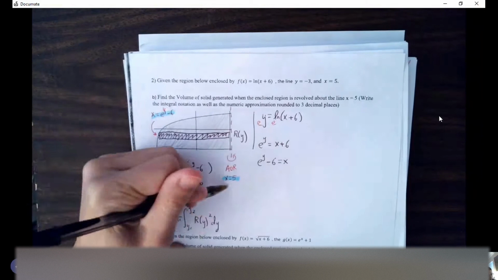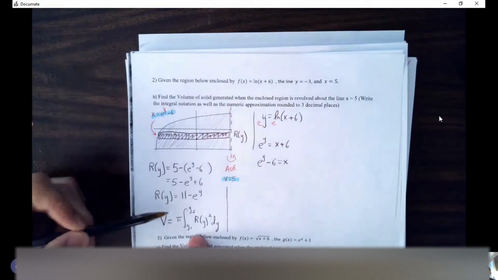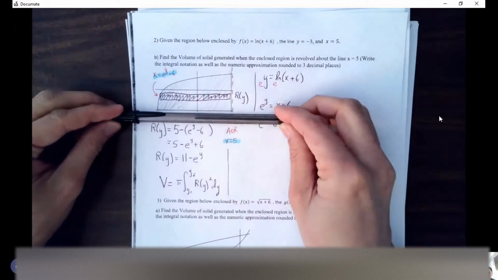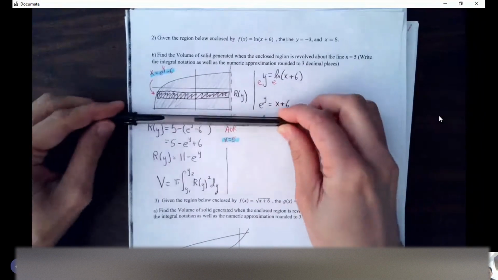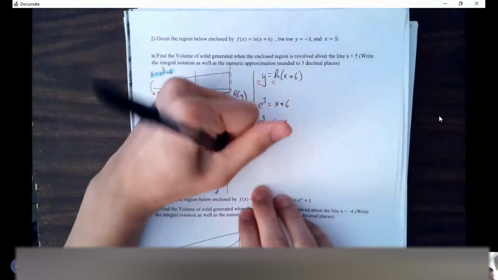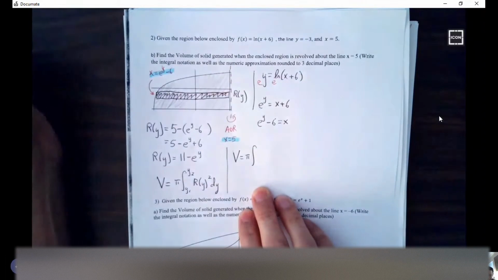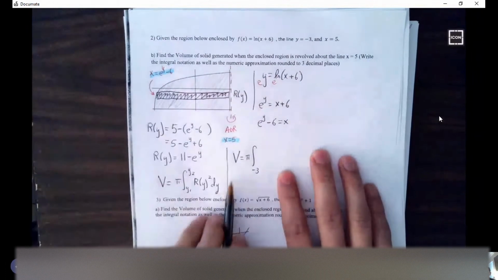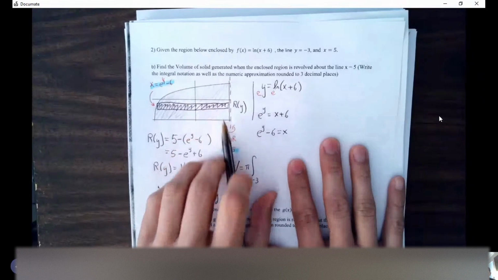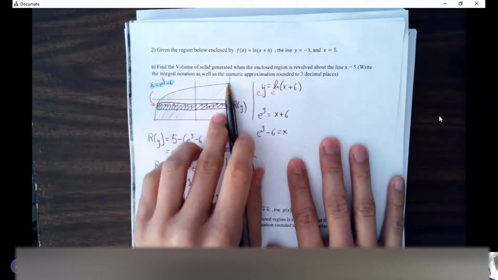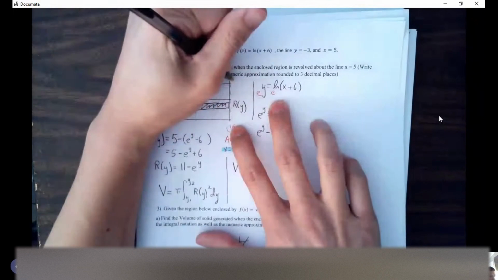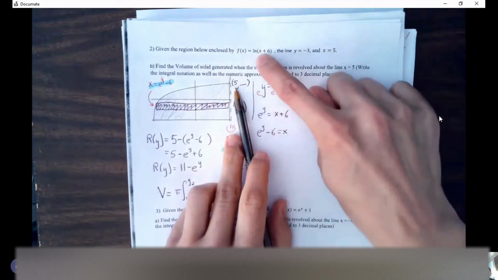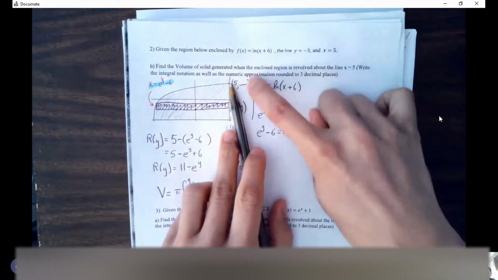We have big radius, which is ready to go, but we need to figure out the bounds. We need to identify the lowest y value to the highest y value. Lowest is easy. What's the lowest y value? Negative 3. Yeah, negative 3. But for the highest y value, we need to put something in here. It's on this curve, right here when x equals 5, so I need to find the ordered pair on the curve at that point. If I put 5 into the function, that'll give me the y value.